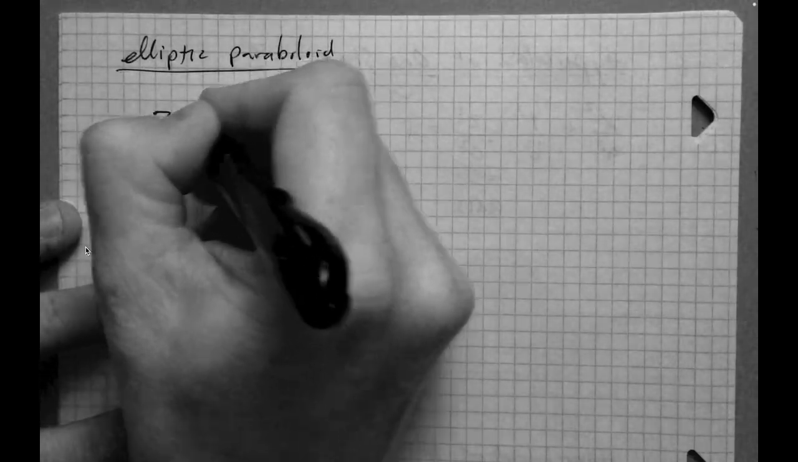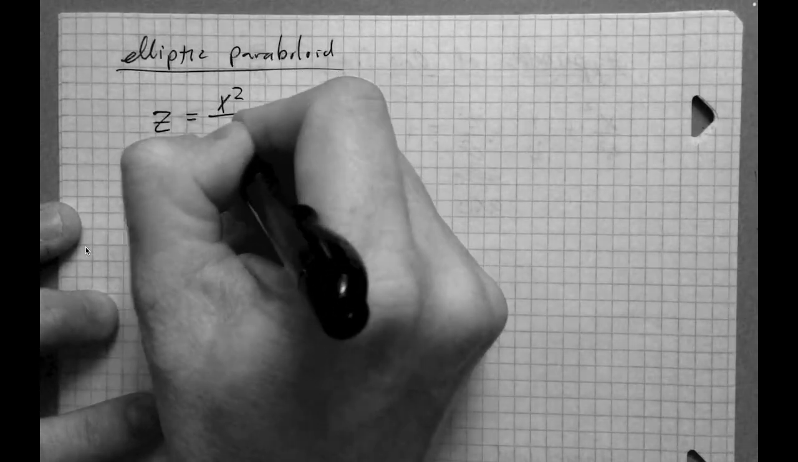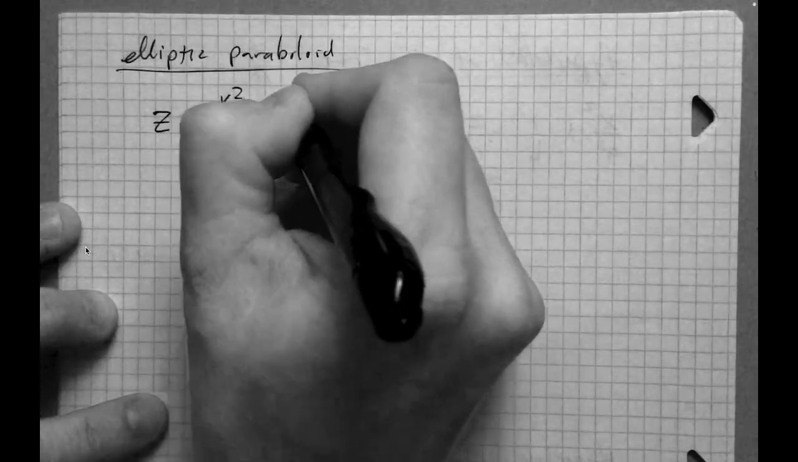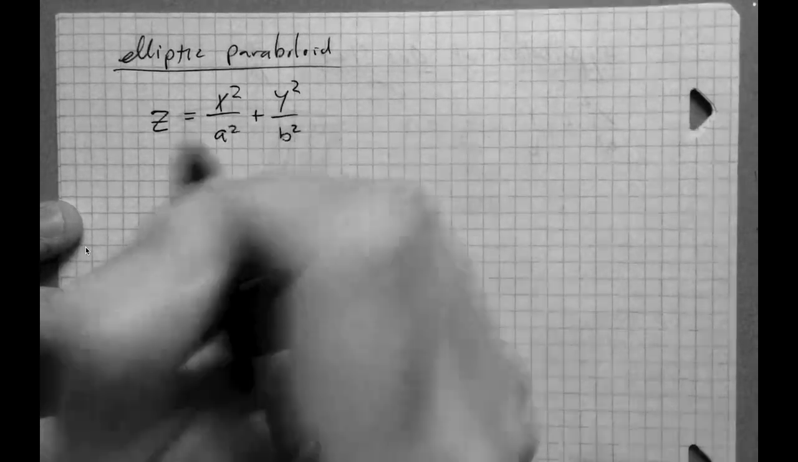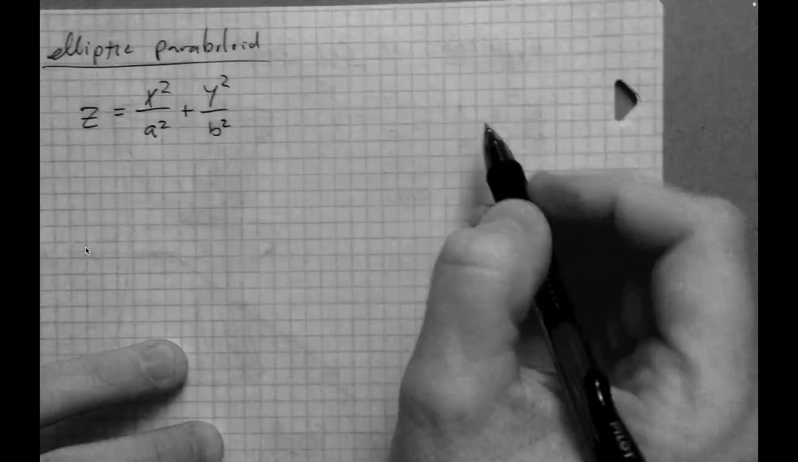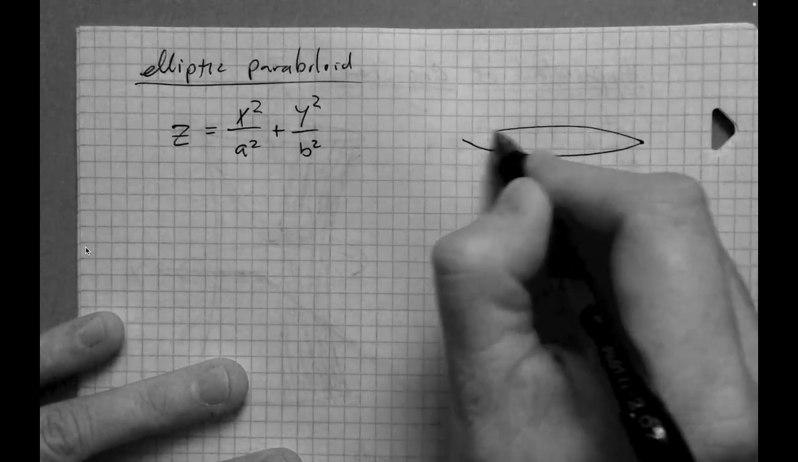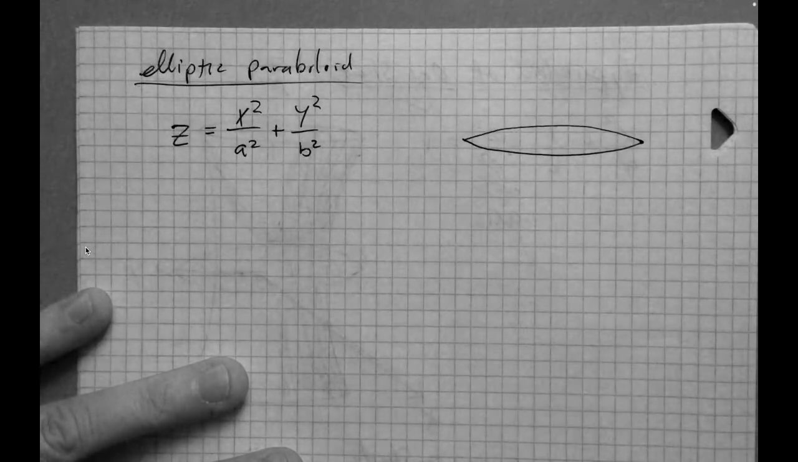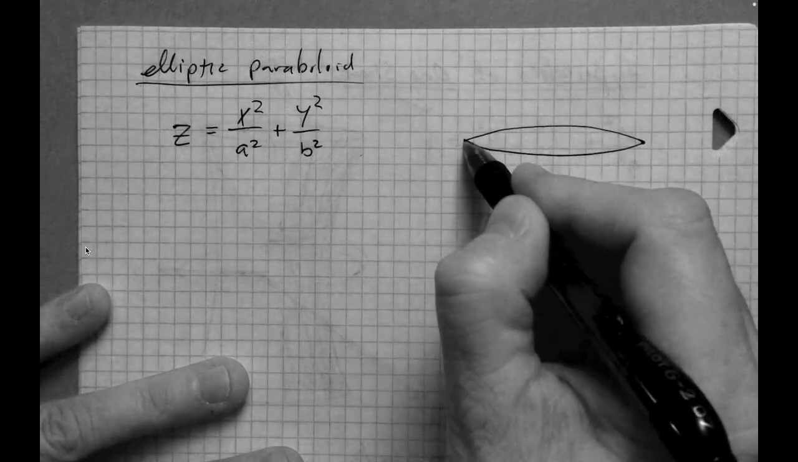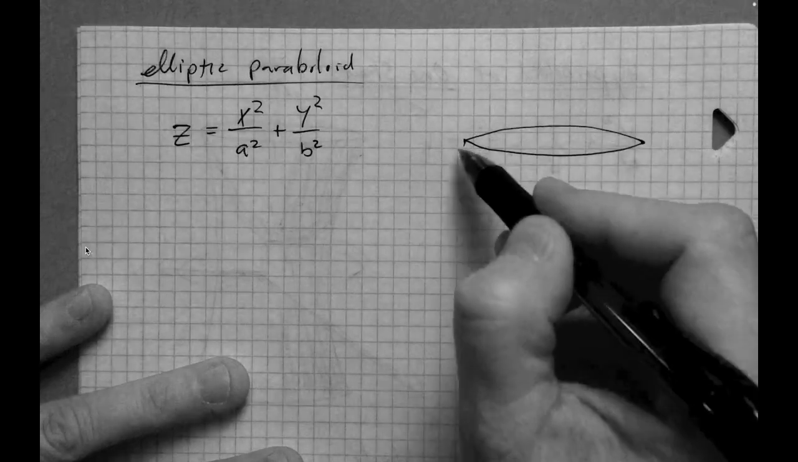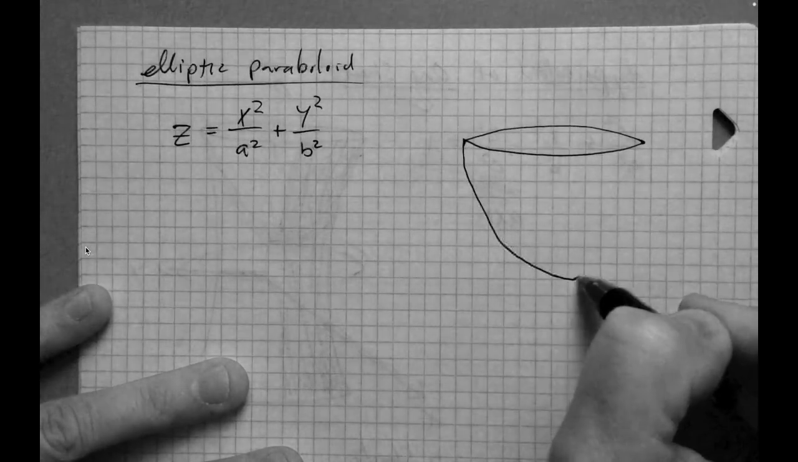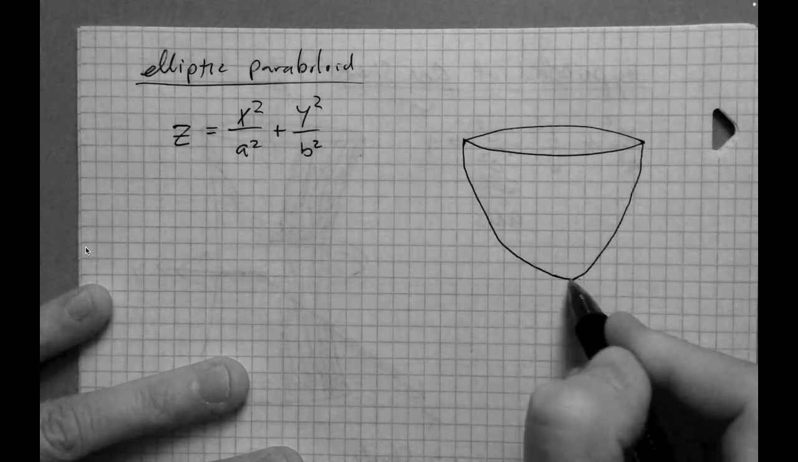Okay, so the elliptic paraboloid has an equation of z equals x squared over a squared plus y squared over b squared. Okay, and what does it look like? Well, it's kind of like the previous. It's kind of like the hyperboloid of two sheets on the top here, but it's restricted to just the top. Right, so it kind of goes down like this, goes up like that, and that's it.